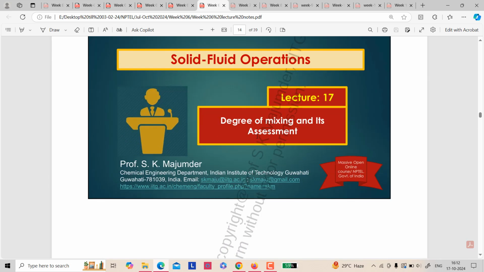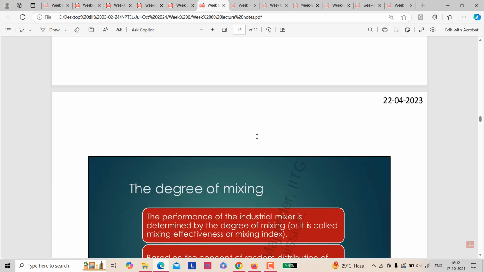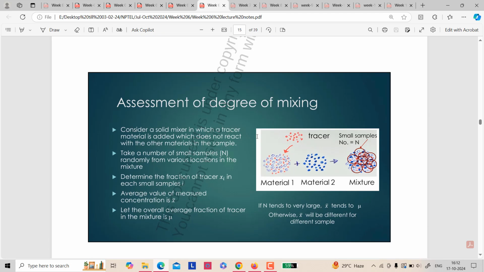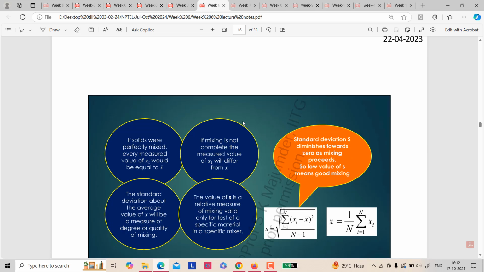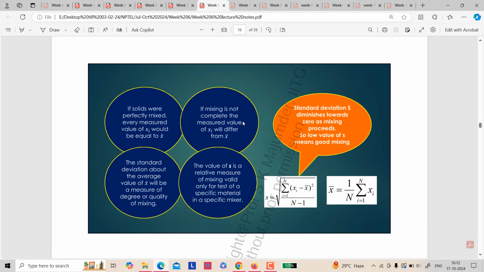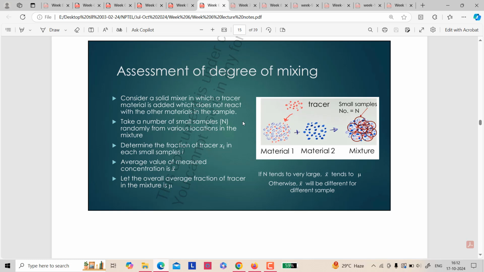Next comes the degree of mixing and its assessment. So how much one material is mixing with another, that assessment is required. That is the degree of mixing. Because we need to quantify how much the two particles are mixing, this quantification is called the degree of mixing.